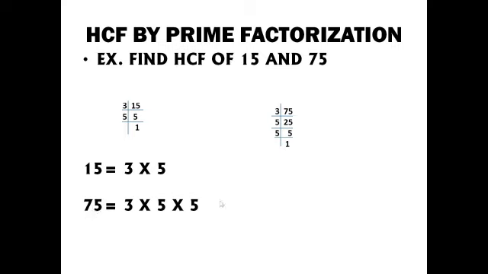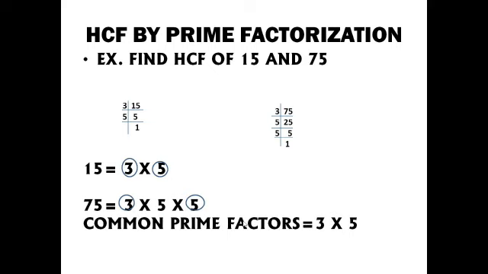Now we will pick out the common factors in both the numbers. One is 3, which is present in factors of both the numbers, and another is 5. So the common prime factors of 15 and 75 are 3 and 5, and our highest common factor will be the product of common factors.